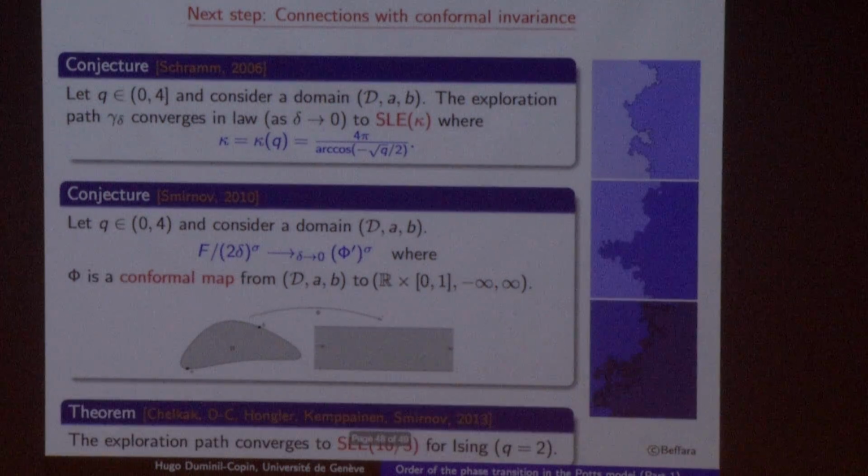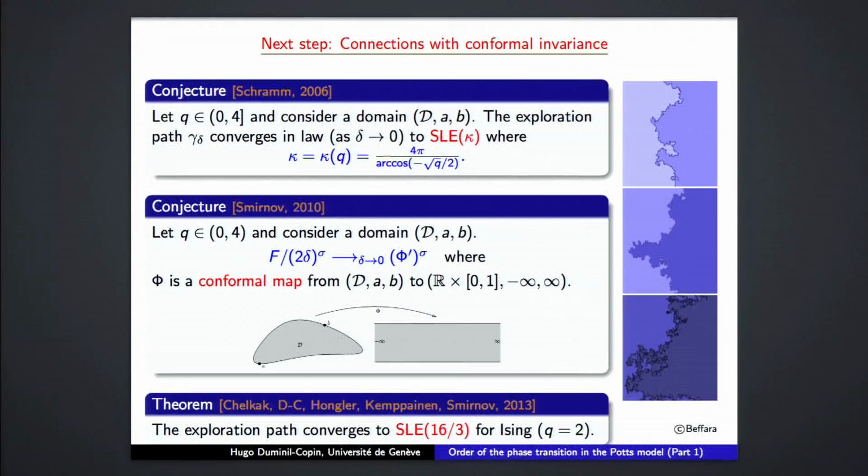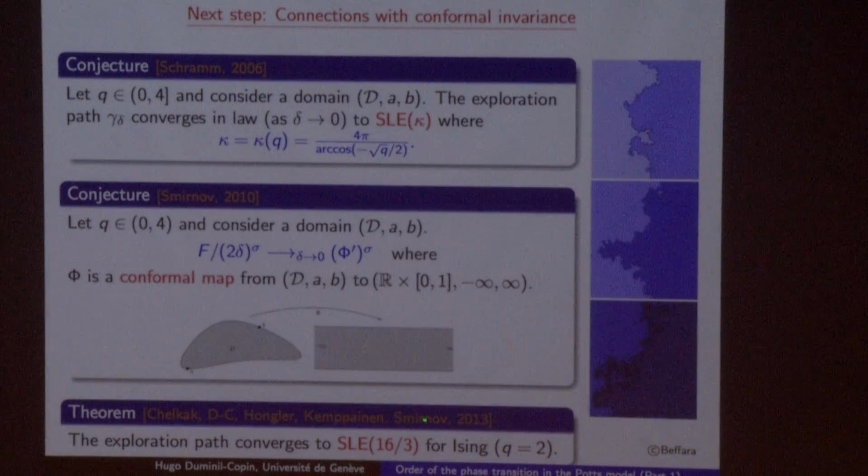And in fact, there is one value of Q for which you can do it, and that's the value Q equal 2. So for the Ising model, you can get conformal invariance, and it's a result by Chelkak, myself, Hongler, Kytölä, and Smirnov, that indeed this exploration path that you have, you can prove that it converges to the Schramm-Loewner evolution of parameter 16/3.